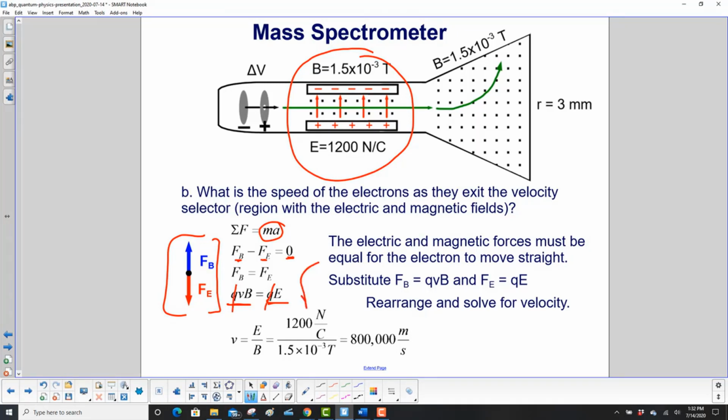We put in our value for the electric field and the magnetic field. And when you use newtons per coulomb and Tesla, you come out with meters per second. So that's 800,000 meters per second.